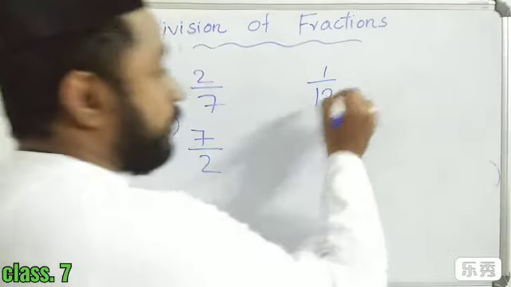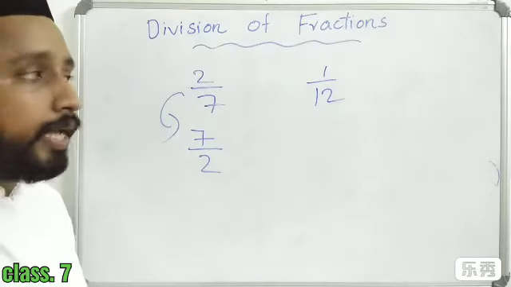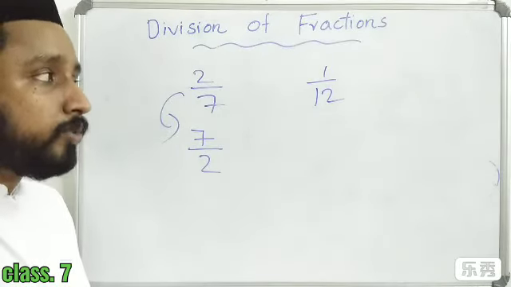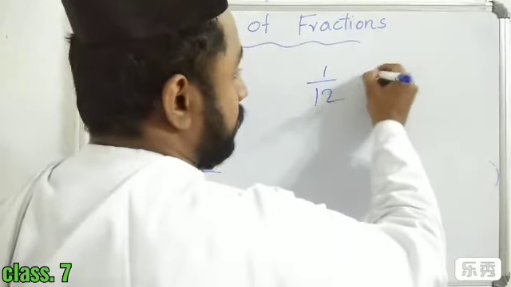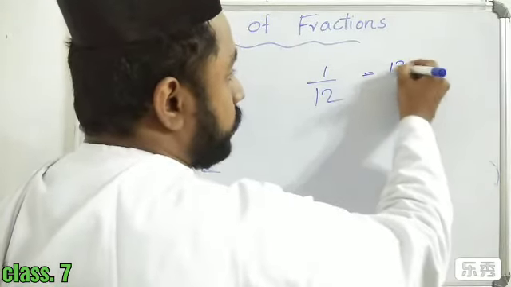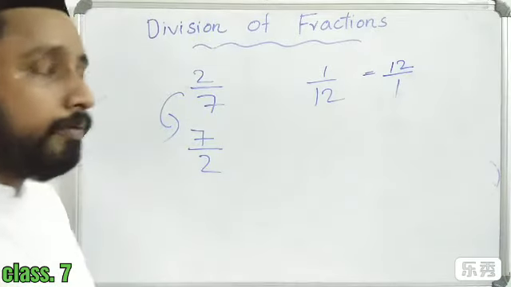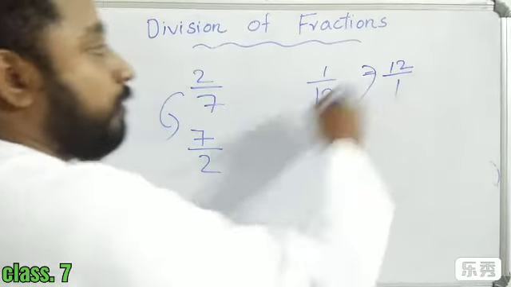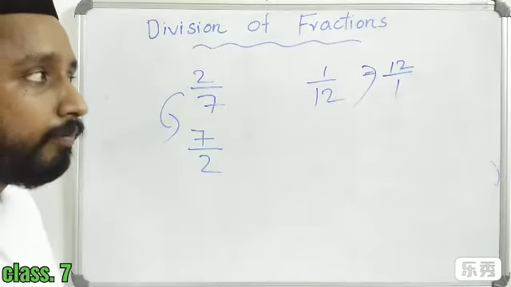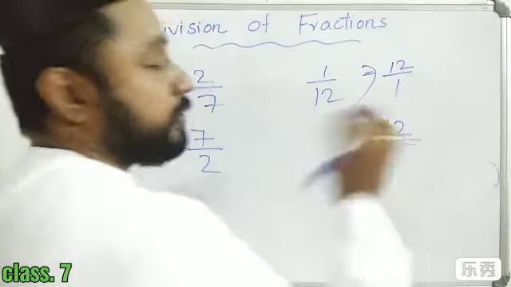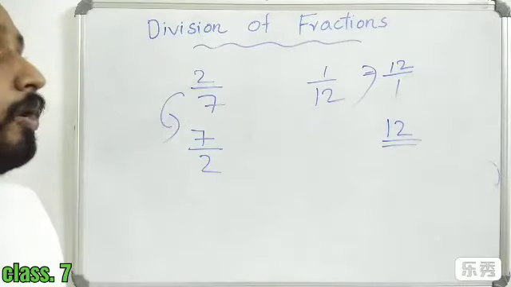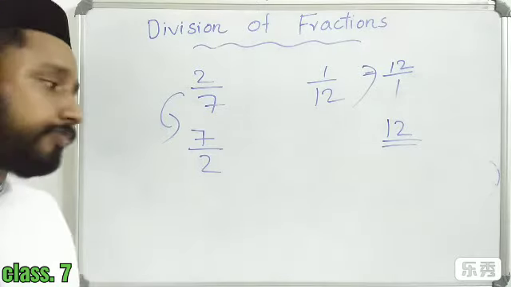Next, 1 by 12. 1 is the numerator and 12 is the denominator. So the reciprocal of 1 by 12 is 12 by 1. 12 by 1 means 12 itself. So the reciprocal of 1 by 12 is 12.